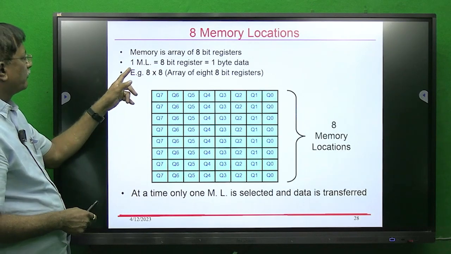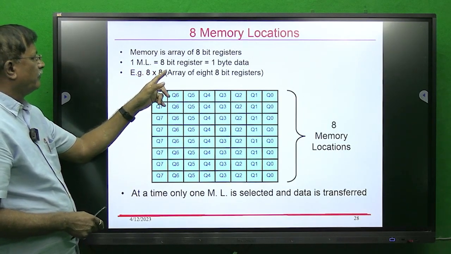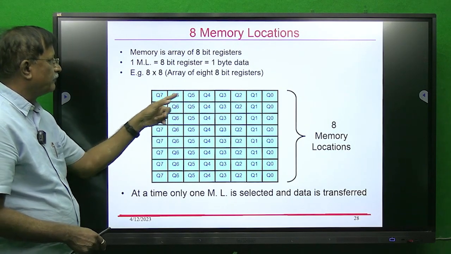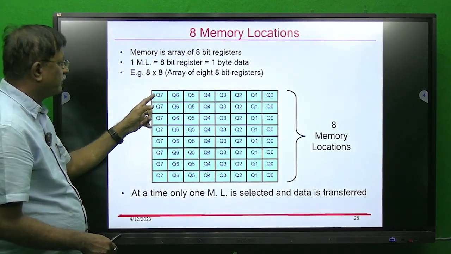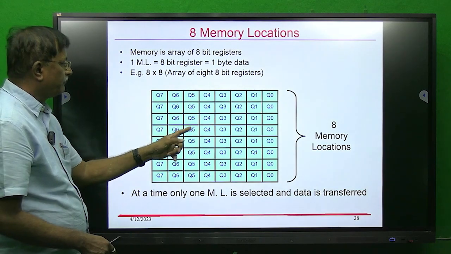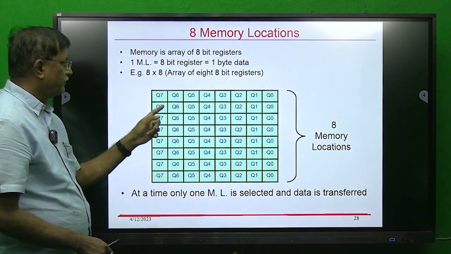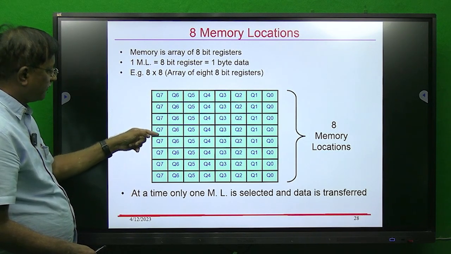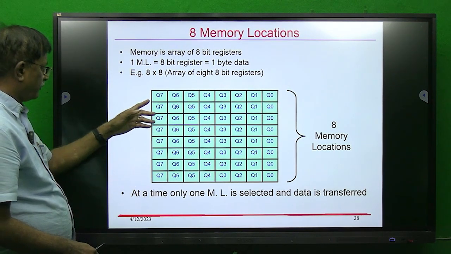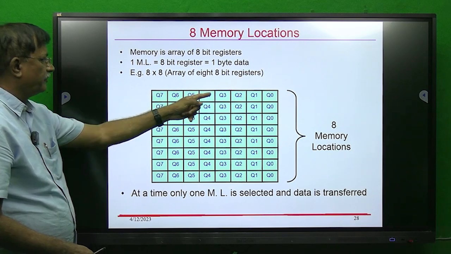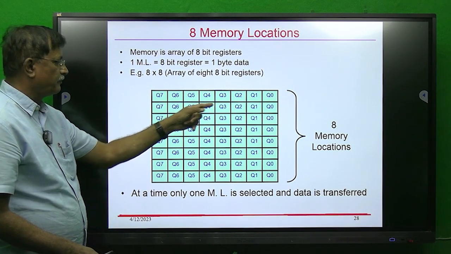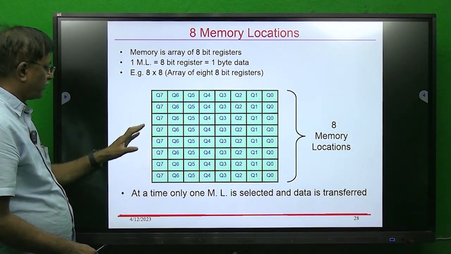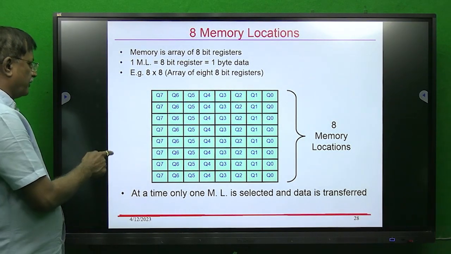Now here, one memory location will have an 8-bit register, which is equal to 1 memory location. Now here this is an 8 by 8 array, 8 bits by 8 registers. So each register has 8 bits and I have 8 registers. Now here I can store 8 bytes. 1 byte here, 1 byte in the next memory location, another byte in the next location, like that. I can store here 8 bytes of data.